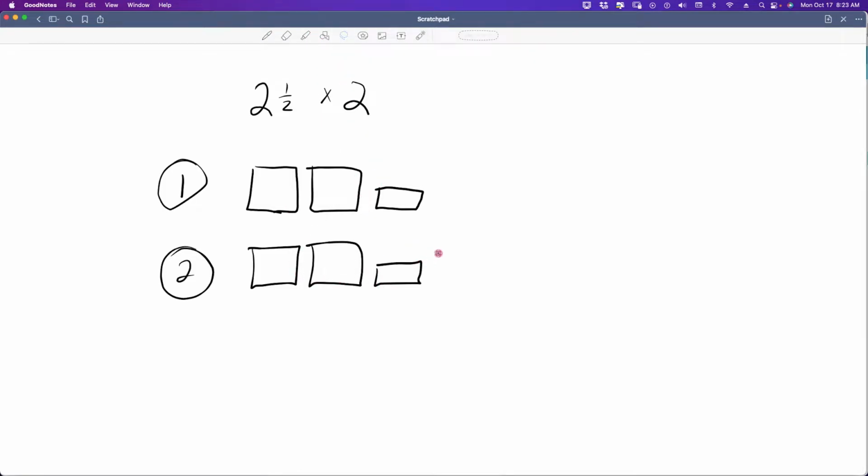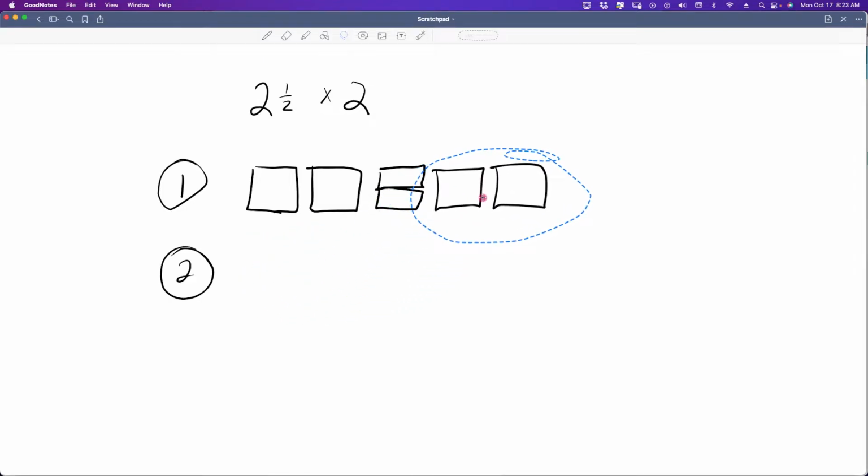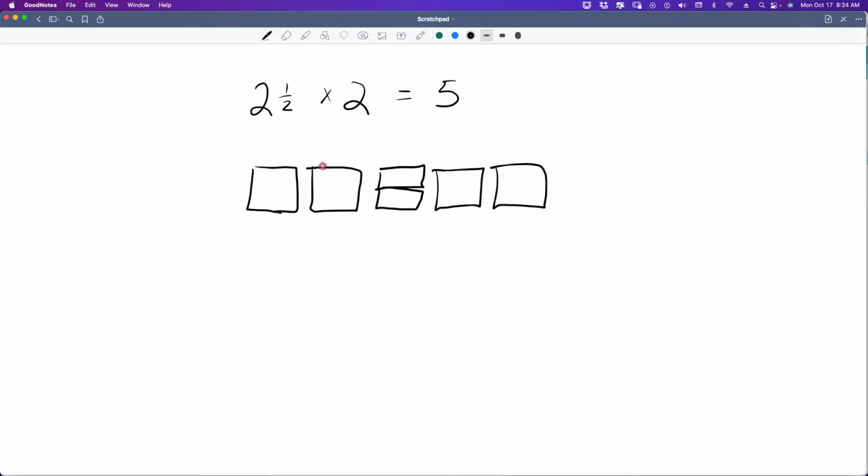When we combine these sets, let me put this with this, and I'm going to bring this up here. When we combine them, that's what multiplication is: we're taking the individual sets and grouping them together. What we actually end up with is 5. 1, 2, 3, 4, 5, because these two half parts combined into one box. They added together. So the correct answer for 2 1/2 times 2 should equal 5. How do we get that when we do mixed numbers?